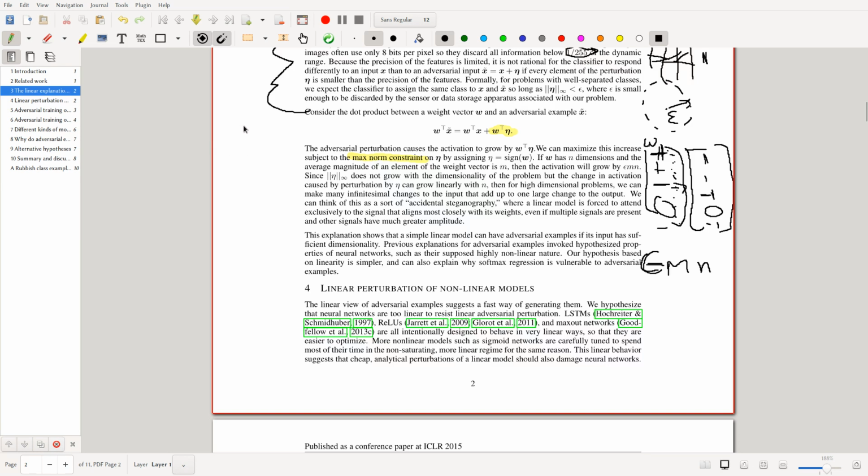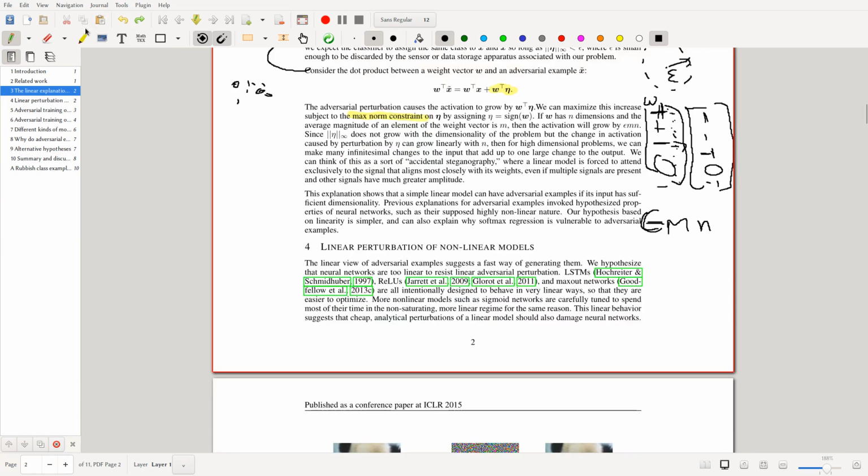Let's say you have this, meant to be a face, right? But instead of drawing it like that, you have ones and zeros, right? And then it does a face, right? Like you're hiding messages within, I guess. I don't know. You can maybe look it up. This explanation shows that simple linear models can have adversarial samples if there's enough dimensionality to work with.